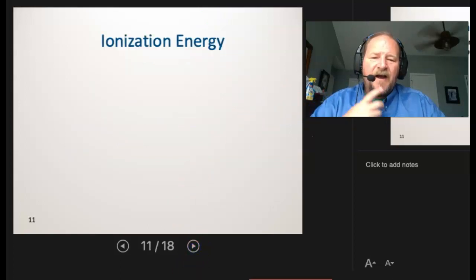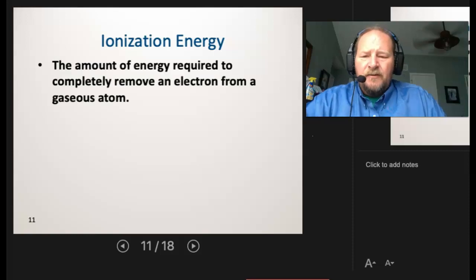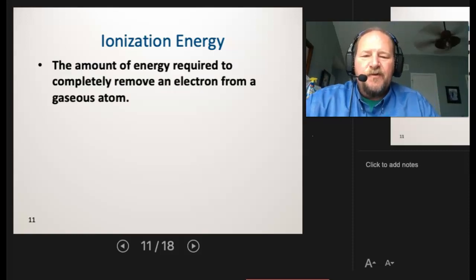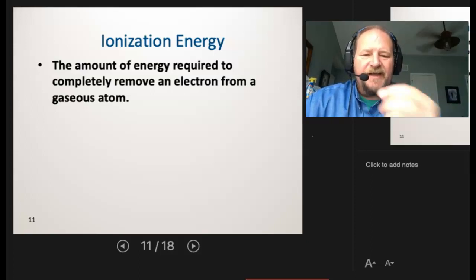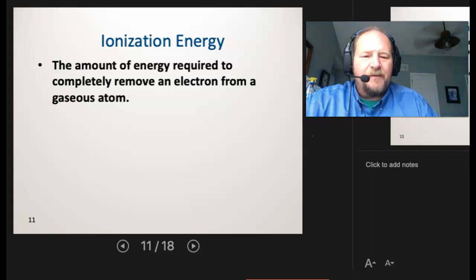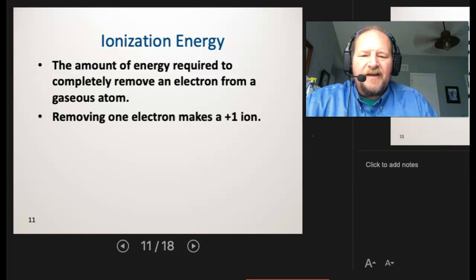All right, ionization energy. What an ionization energy is, is the amount of energy required to completely remove an electron from a gaseous atom. So I'm going to take the atoms, get them into the gaseous state, and go in and pull an electron out. That's all we're going to do. So when we remove that electron, it's going to make a +1 ion.